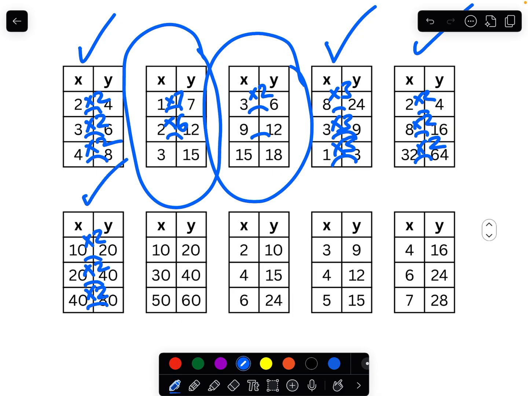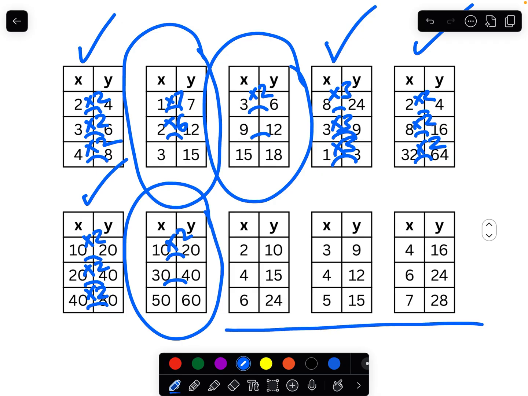And, okay, let's just do one last one. Here, 10 times 2 is 20. 30 times 2 is 60, not 40. So these are not proportional relationships. Now, as you look at the last three, do you know right off the bat which table does not show proportional relationships?